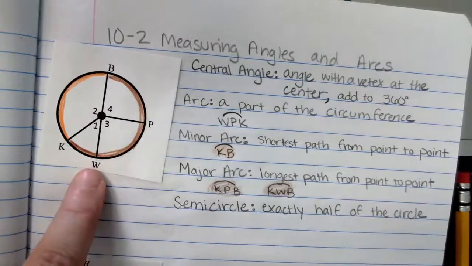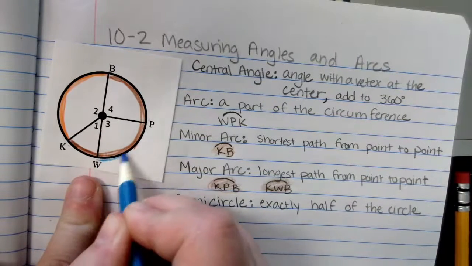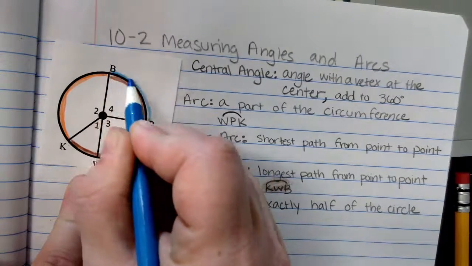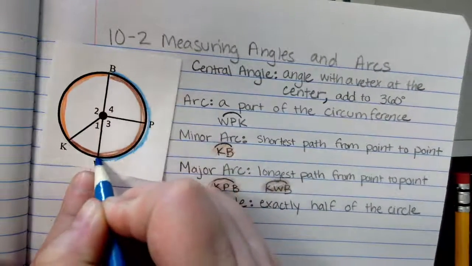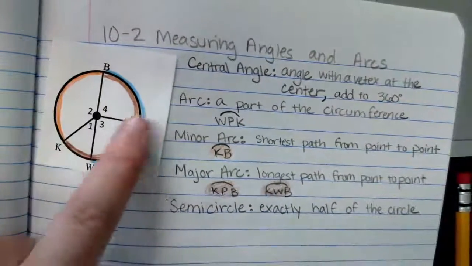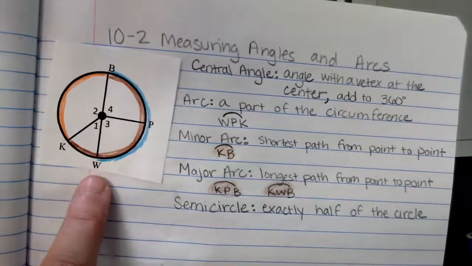I'm just going to mark just one of them, otherwise it's going to look like I circled the whole thing. Okay, and for a semicircle, it's W, P, B. Or we might just say WB, because when it's a semicircle, it doesn't matter which way you run. It's going to be the same amount.